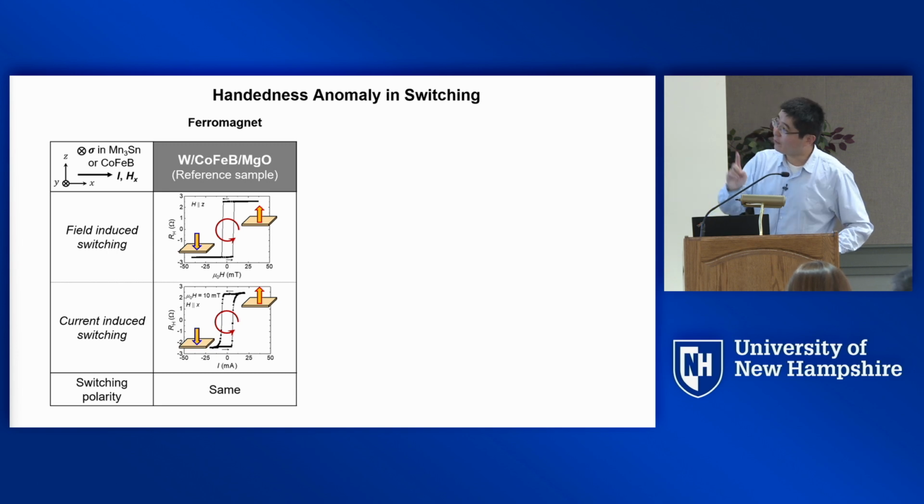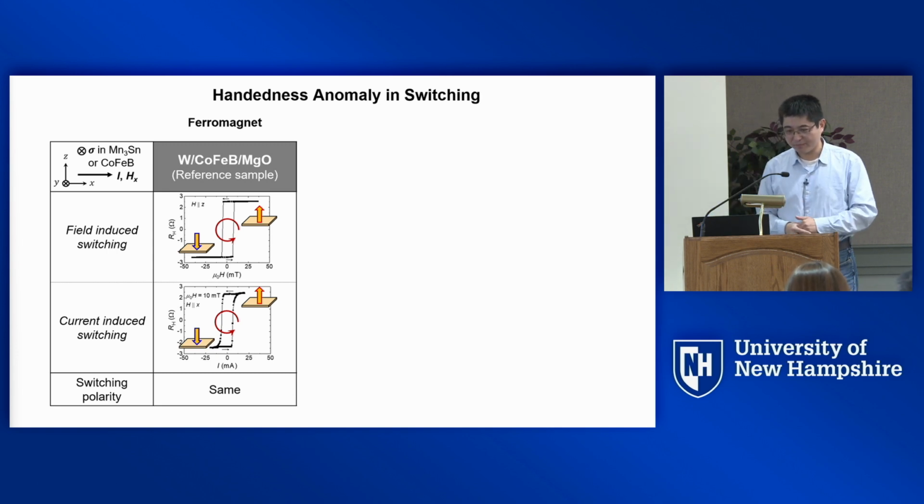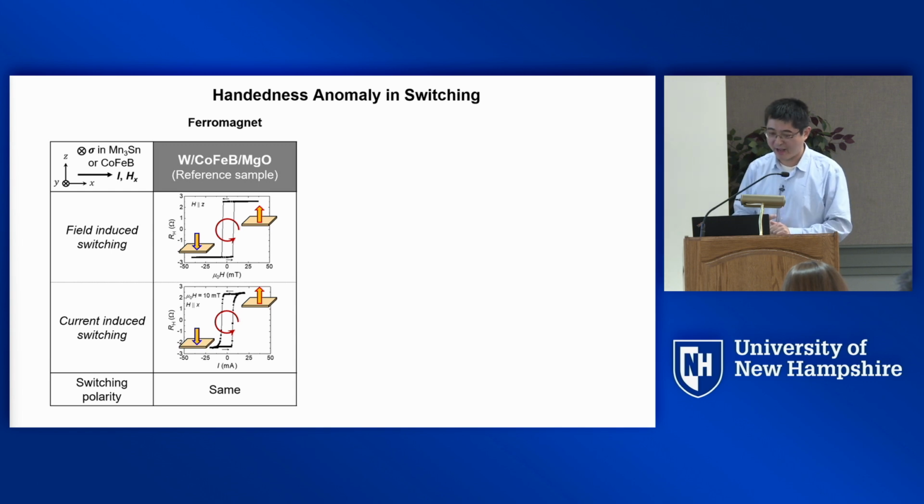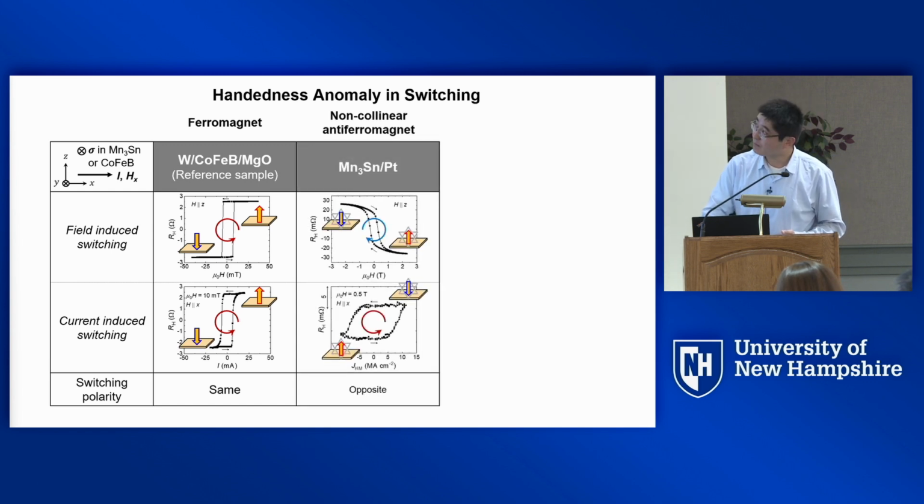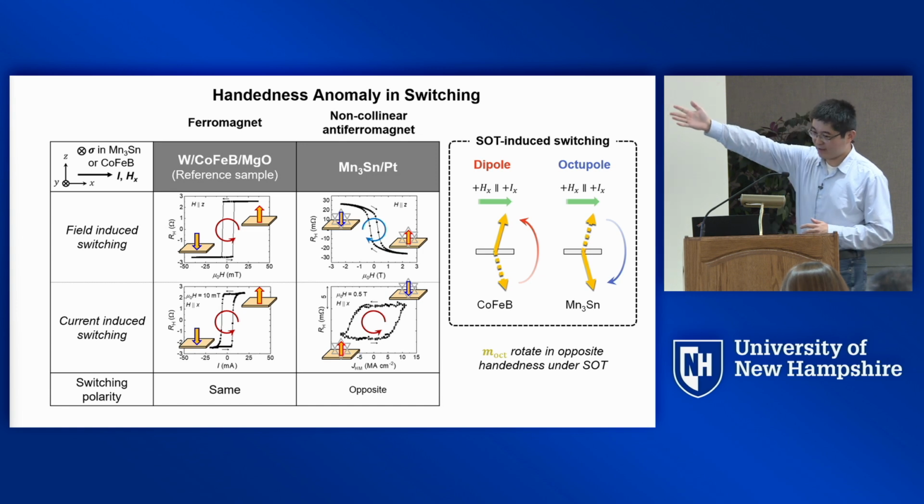Well, actually, we do see one major difference between the switching of this non-collinear antiferromagnet and a regular ferromagnet. In a regular ferromagnet, if you determine the switching polarity, you will find that the current-induced switching and the field-induced switching have the same polarity if you define the current and field orientation in a certain way. Under the same definition, you will find that for this non-collinear antiferromagnet, the spin torque-induced switching actually has the opposite switching polarity compared with the field-induced switching. That is summarized in this schematic.